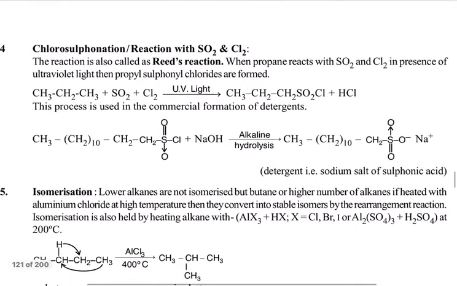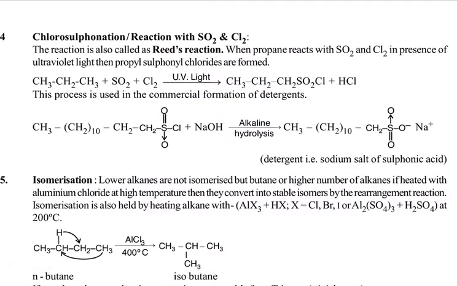Next, chlorosulfonation. Chlorosulfonation means alkanes react with sulfur dioxide and chlorine. This reaction is also called Reed's reaction. In this, see once, when propane reacts with SO2 in the presence of chlorine and ultraviolet radiation, a hydrogen is replaced by sulfonyl chloride. So what we get is the compound propyl sulfonyl chloride. This reaction is called Reed's reaction.